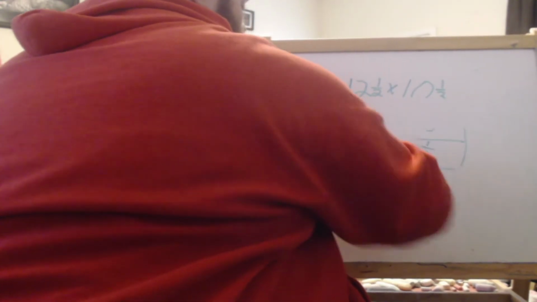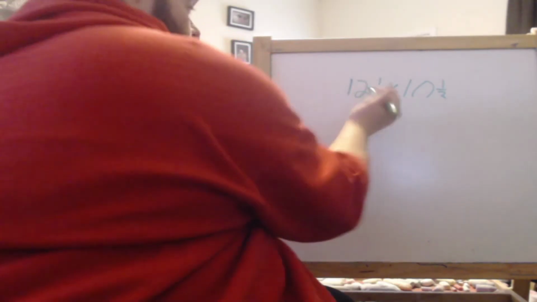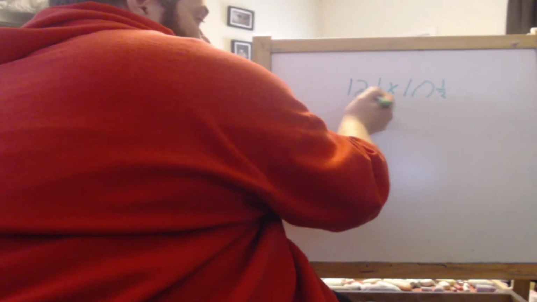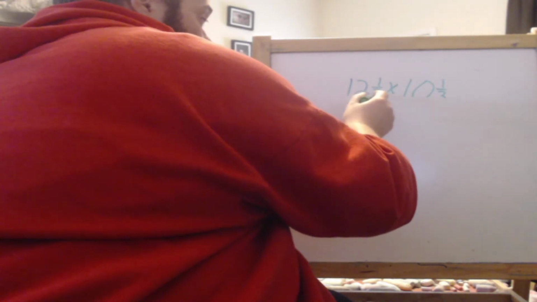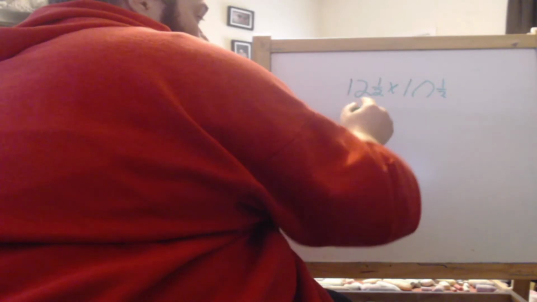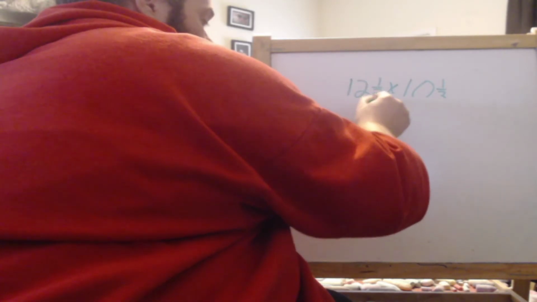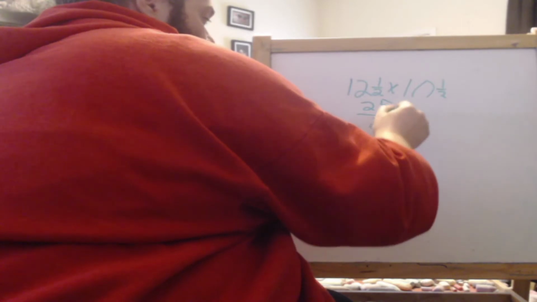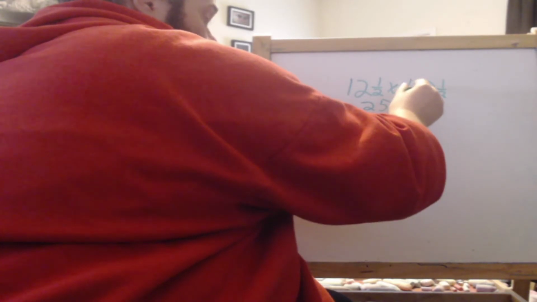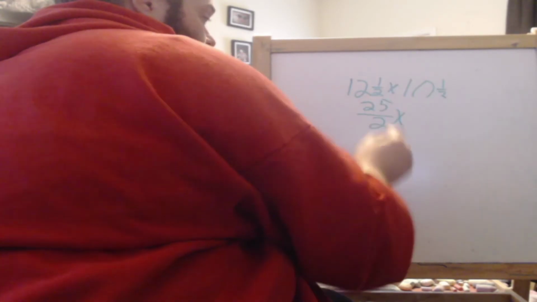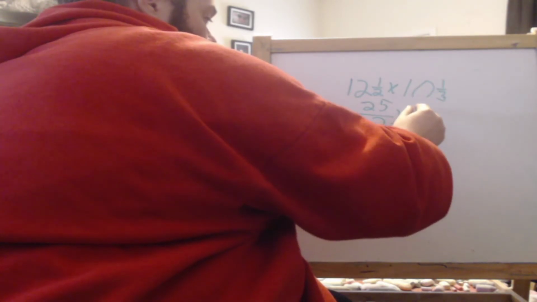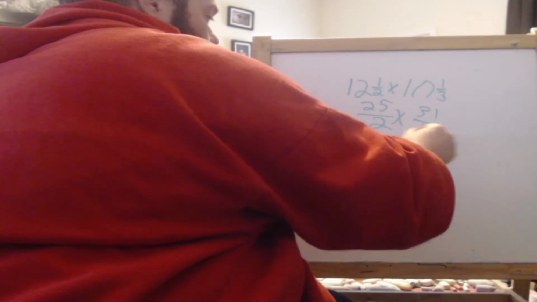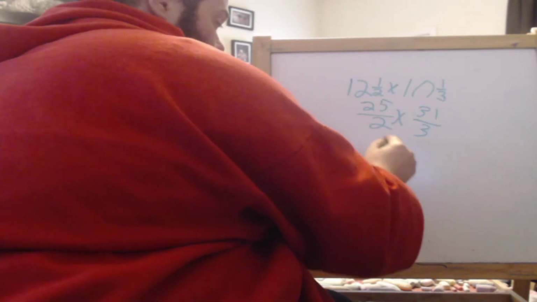12 and a half times 10 and 1/3. Another way to do it is turn both of these into improper fractions. To turn it into an improper fraction, I do the whole number times the denominator. 12 times 2 is 24, and then plus 1, the numerator, is 25 halves times 10 and 1/3. Do the same thing with 10 and 1/3. 10 times 3 equals 30 plus 1, so that is 31/3. Then we're just multiplying across.